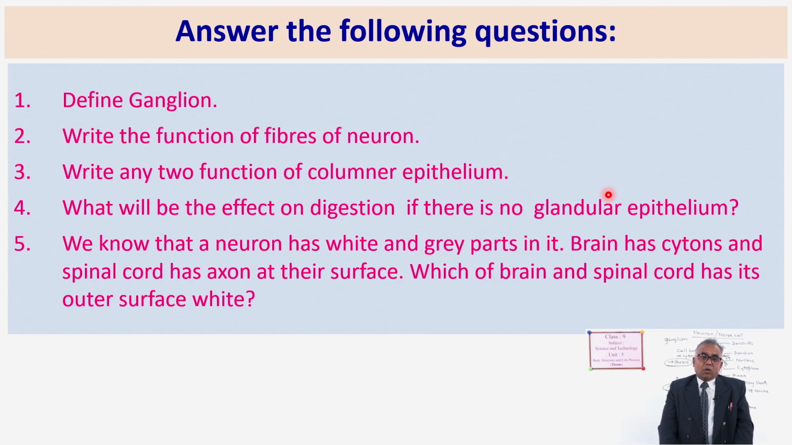We know that a neuron has white and gray parts in it. Brain has cytons and spinal cord has axon at their surface. Which of brain and spinal cord has its outer surface white? So the question is long, but the answer is not long. Just you have to think more. So you will write answers to these questions and you will show them to your teacher.